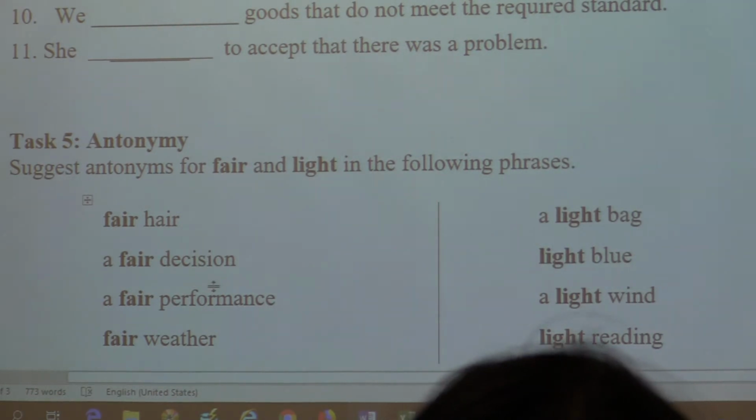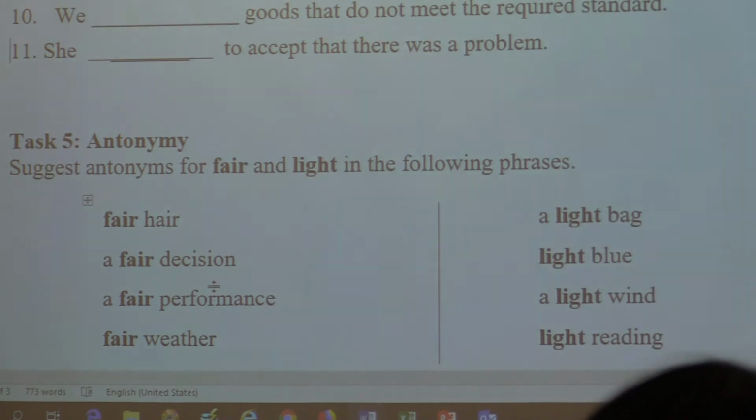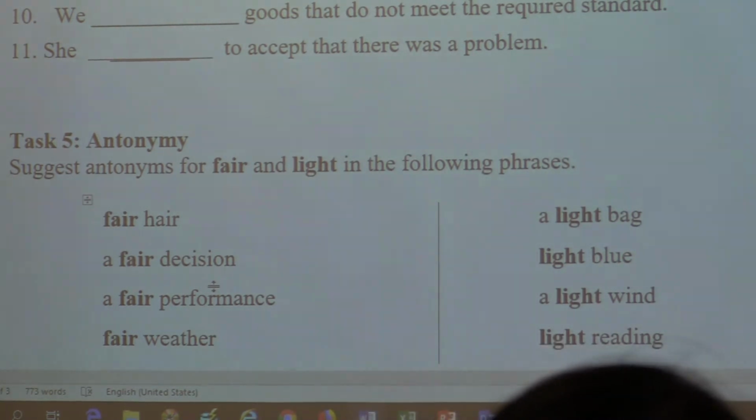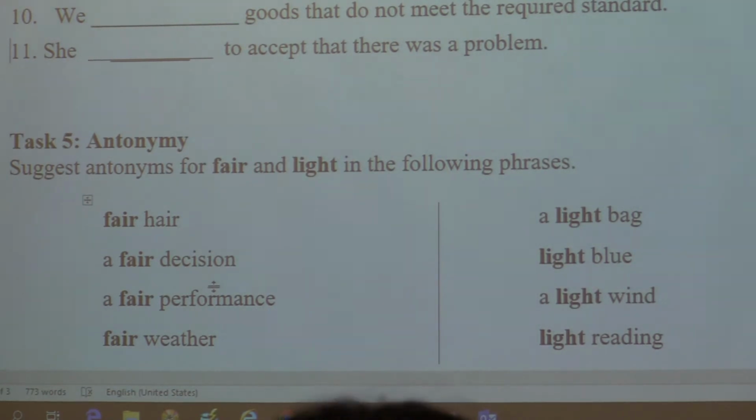The second one, fair decision, what does it mean? This is not fair. This is a fair. So unfair or unjust in this case, okay? Now, fair performance. The opposite meaning could be a poor performance or bad performance, right? Fair means not too bad, right? Fair weather. Bad weather or unpleasant weather, right? Yeah, bad weather, okay.